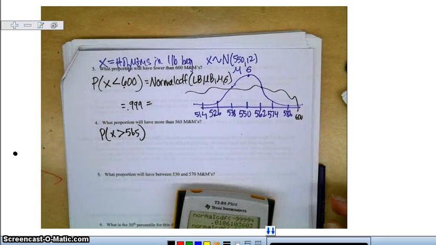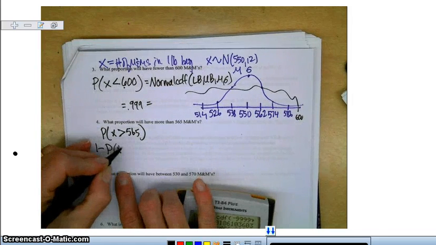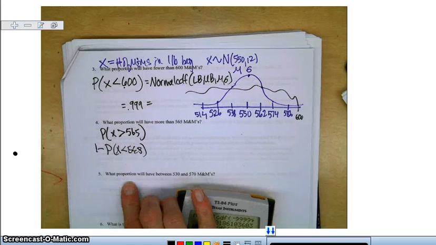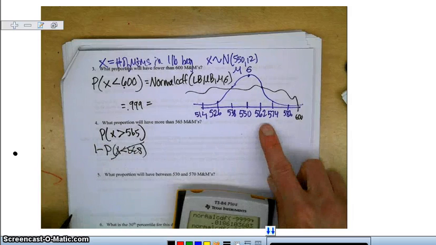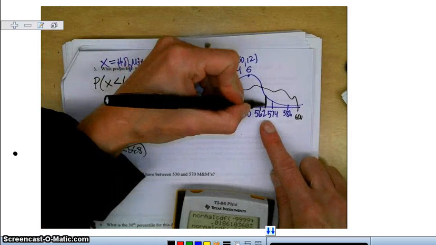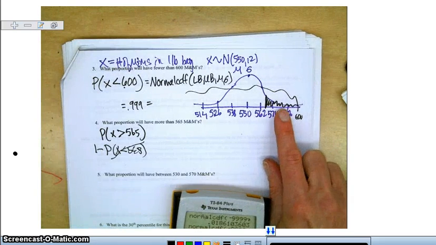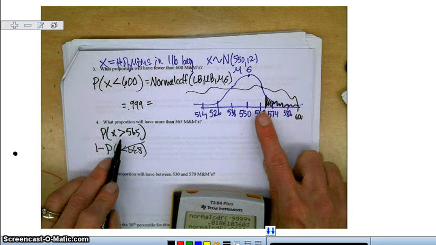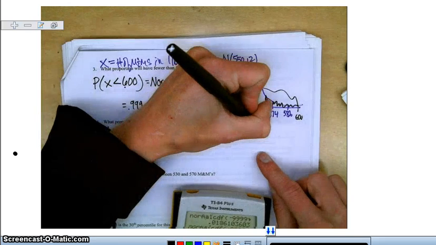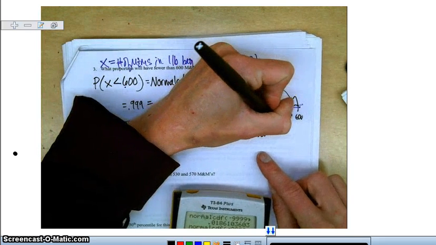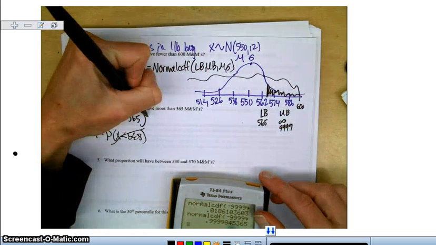Now the way we would have done this before is we would have had to say 1 minus the probability that X is less than 565, because our normal distribution only does less than. But now, if we just look up here, where's 565? So here's 565, and we want more than that, so we're shading up above. This is the picture of what I'm finding. My lower bound is 565, and my upper bound is infinity, or a bunch of nines, at least 4 nines.